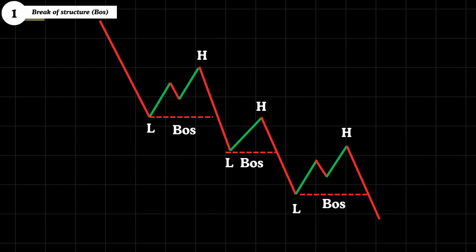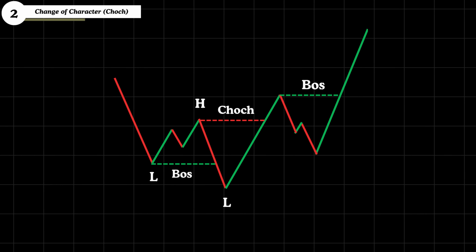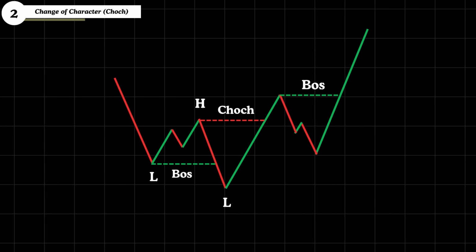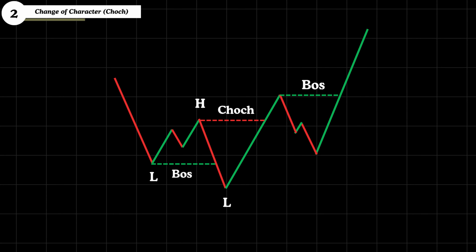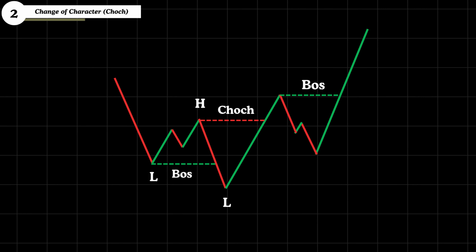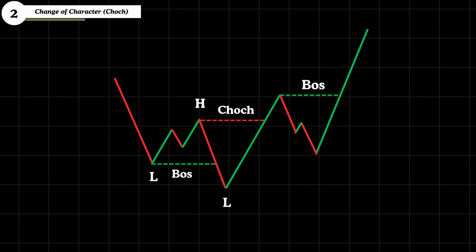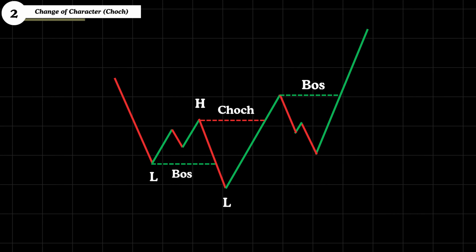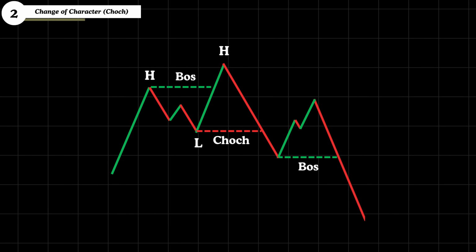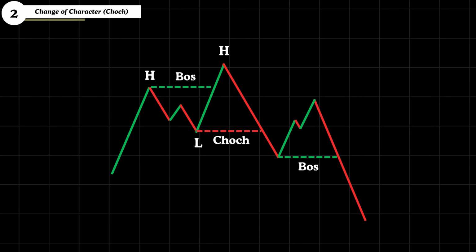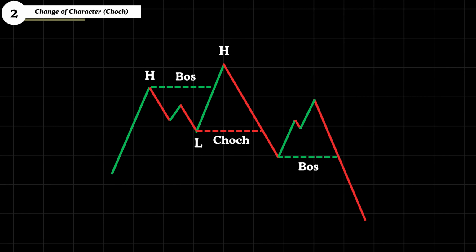Now let's look at the change of character, or CHOCH, labels. A typical bullish CHOCH takes place when the price first breaks a recent low, creating a bearish BOS, then quickly breaks the swing high that led to it. This sequence forms a standard CHOCH and may point to a bullish reversal. In the same way, a bearish CHOCH appears when the price first breaches a recent high, forming a bullish BOS, then breaks the swing low responsible for that move. This may signal a bearish reversal.